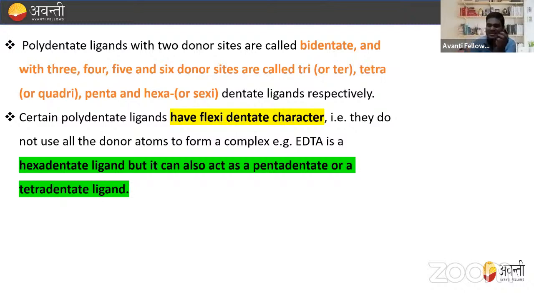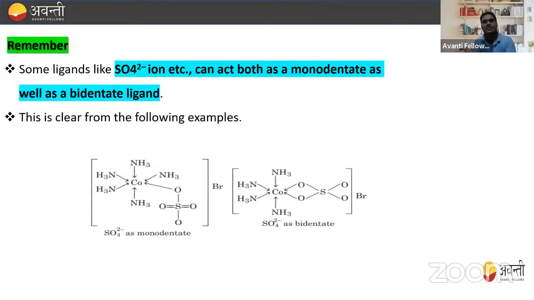What do you mean by this term flexidentate character? It means they do not use all the donor atoms to form complexes. Like EDTA is a hexadentate ligand, but it can also act as a pentadentate or a tetradentate ligand according to the use. So they are examples of the flexidentate character, right? Now, some ligands like the SO4 ion, etc., can act both as a monodentate as well as a bidentate ligand. How? This is clear from the following examples. So let's see some examples.